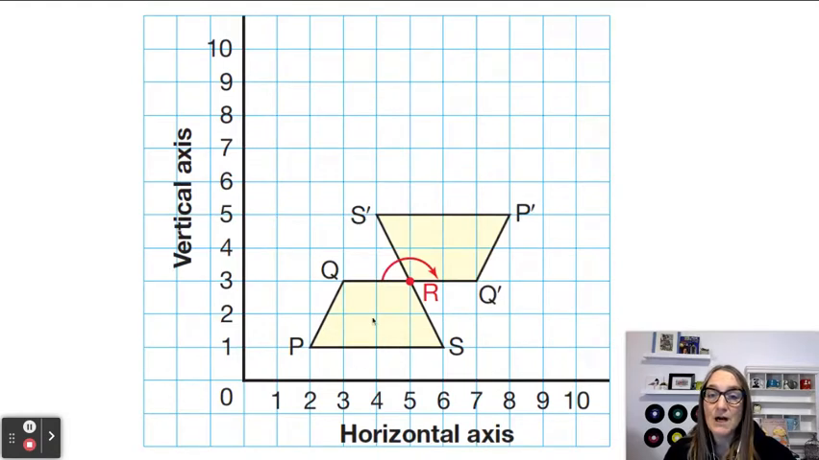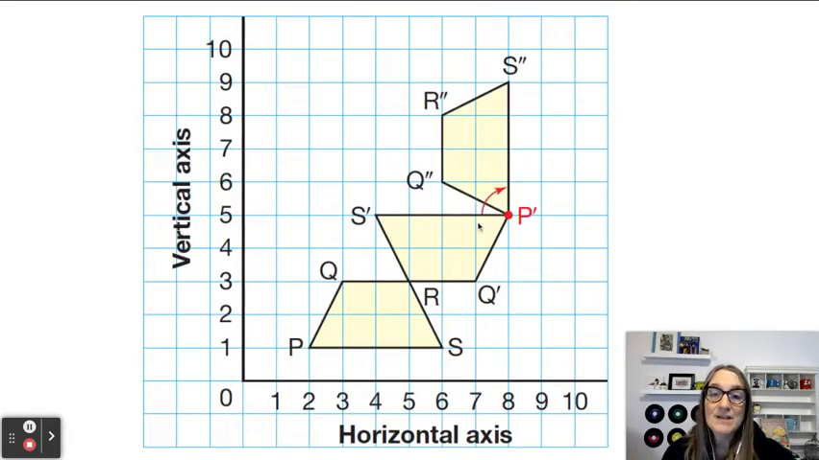Trapezoid PQRS is rotated 180 degrees about vertex R, which you see here in red, and you can see this arrow indicates the 180 degrees and the direction, which in this case is clockwise because it's moving in the same direction as the hands on a clock. The image is called P prime, Q prime, R, S prime. Since vertex R doesn't change, it stays in the same spot, we still call it R, not R prime.